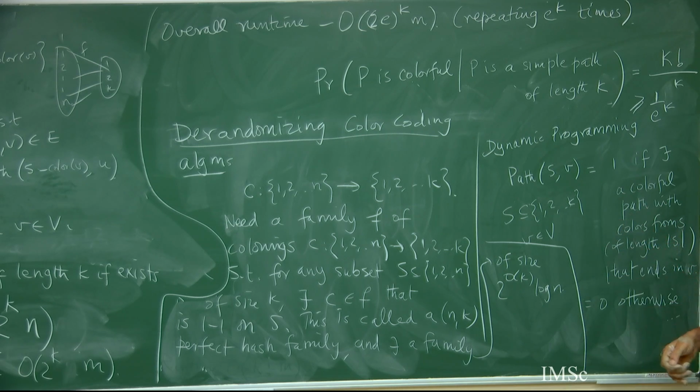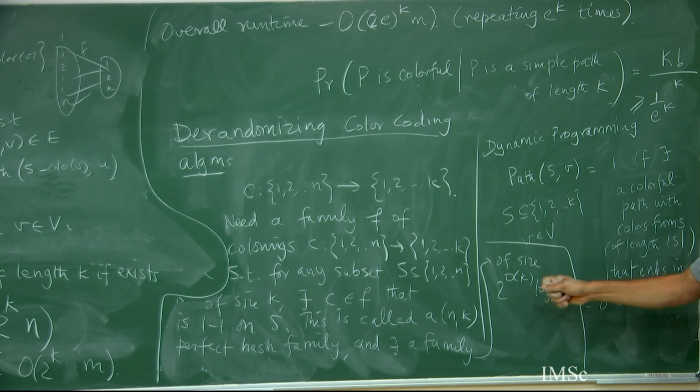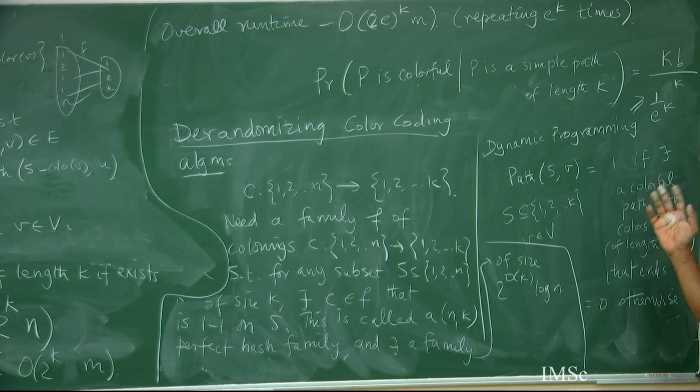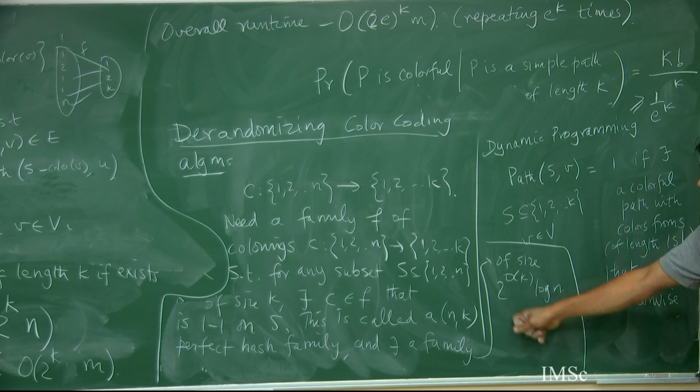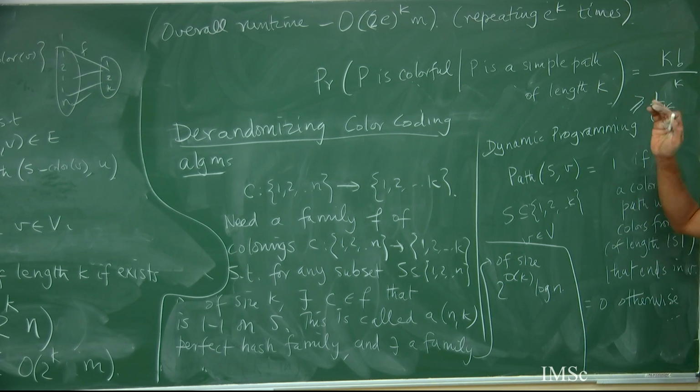So now if you run, instead of doing random coloring, use these functions to color, then there is no randomness, but the running time now increases by the size of this hash family, but that also is 2 to the order k. So that is good. That is how you can de-randomize. Even the random orientation thing can also be de-randomized using some family of such functions.